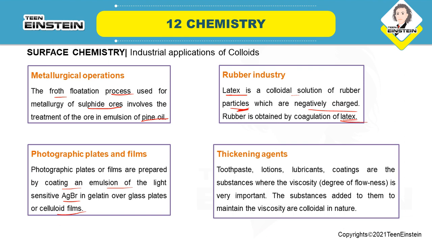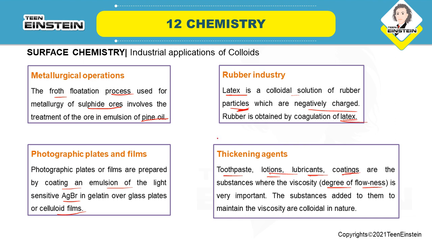Thickening agent. Toothpaste, lotions, lubricants, coatings. So these are some of the examples where viscosity is very important. Now viscosity is the resistance towards the movement of the fluid. That means if viscosity is very low, then the movement of the fluid will be high. So it is also a degree of flowness, that is flowness will increase if viscosity is low. So when we are using all these substances, basically here viscosity matters.